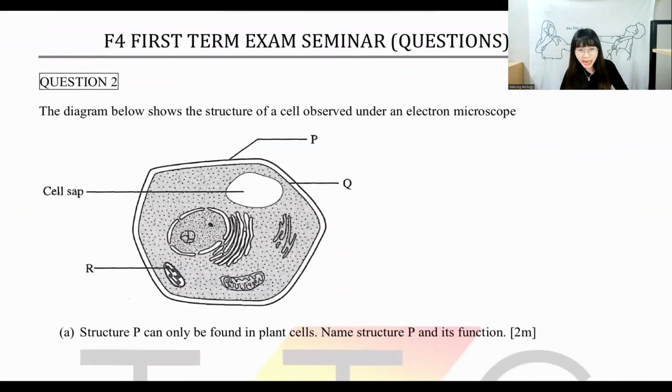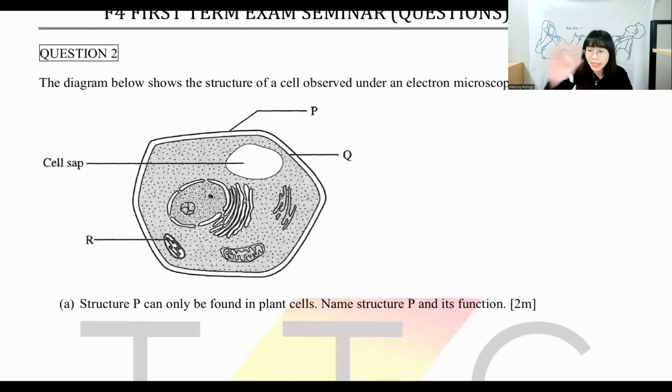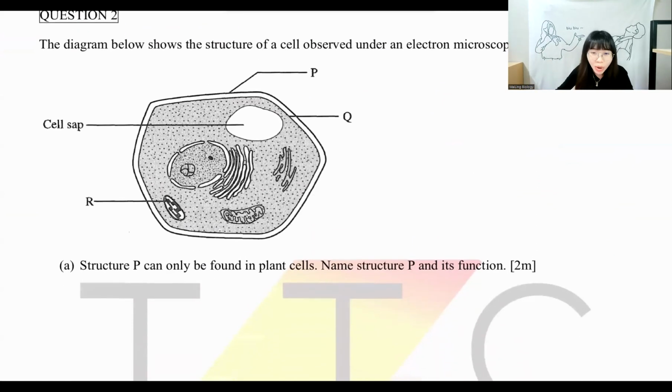Question 2. Diagram below shows the structure of a cell observed under an electron microscope. Structure P can only be found in plant cell. Name structure P and the function. Okay, based on this diagram, structure P can only be found in plant cell. So what is P, guys? This is the outer layer of a plant cell. So P will be cell wall. Very good.